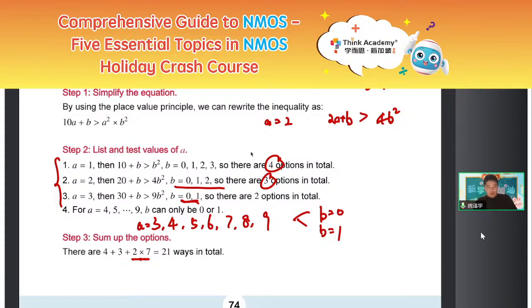So this is about enumeration, and this is a topic that I recommend even my P4 students to have a try. As long as you know how to do things in order, this is something that everybody can do.